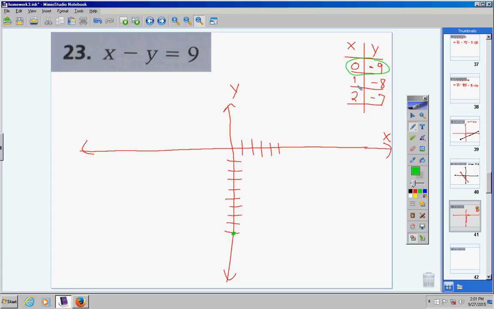My next ordered pair is 1, negative 8, right here. So I go over 1 and down negative 8. Here's my next ordered pair. I go over 2 and then down negative 7 to right here. And there's my line. Just take a straight edge. The side of your calculator will work just fine for a straight edge usually. And there you go.